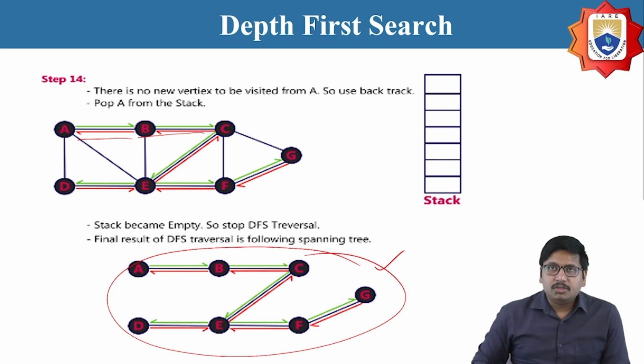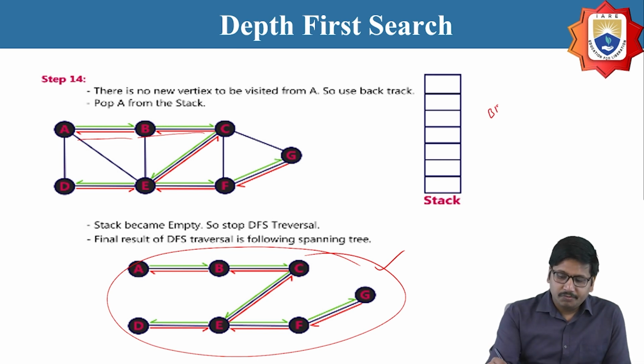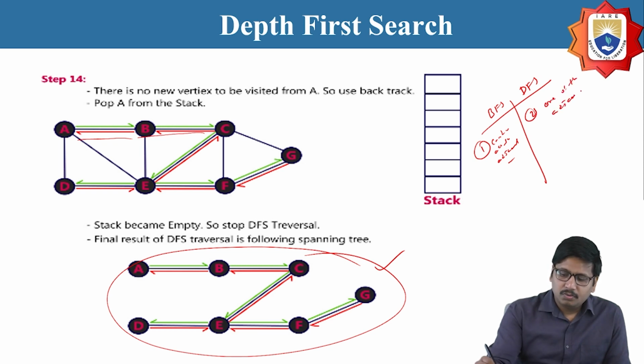So these are the topics I'm going to discuss in this video: breadth first search and depth first search, and a comparison between them. In breadth first search, we have to visit all the adjacent vertices, but in depth first search only one of the adjacent vertices is going to be considered.